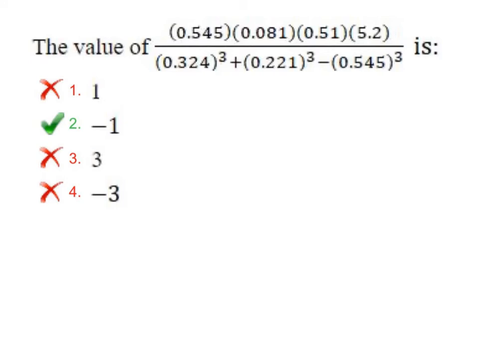Now the value of this expression is asking you numerator and denominator. If you look at the denominator, it is in the form of a cube plus b cube minus c cube. So I am writing it as plus minus 0.545 whole cube. Now a is 0.324, b is 0.221, and c is minus 0.545. Therefore, now a plus b plus c, you can clearly see that is 0. So, when a plus b plus c is 0, I can write a cube plus b cube plus c cube as 3abc.